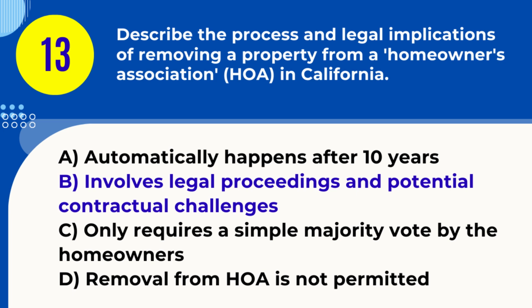Answer. B. Involves legal proceedings and potential contractual challenges. Explanation. Removing a property from an HOA in California typically involves complex legal proceedings and can present contractual challenges. It often requires navigating the covenants, conditions, and restrictions, CC&Rs, of the HOA.